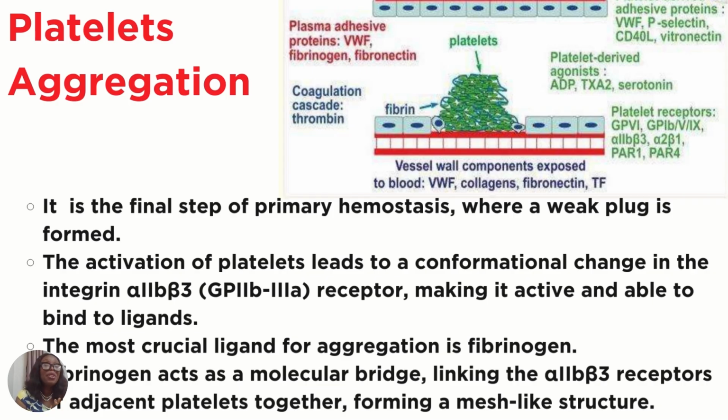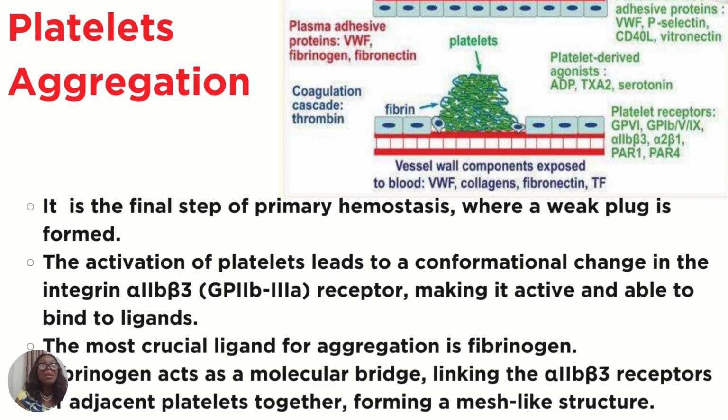The activation of platelets leads to a conformational change in the alpha 2b beta 3 integrin, which is specifically the glycoprotein 2b 3a receptor, making it active and able to bind to ligands. Now, the most crucial thing I want you to note at this point, the most crucial ligand for aggregation is actually fibrinogen. Now, what does this fibrinogen do?